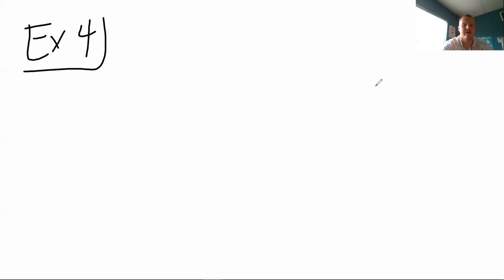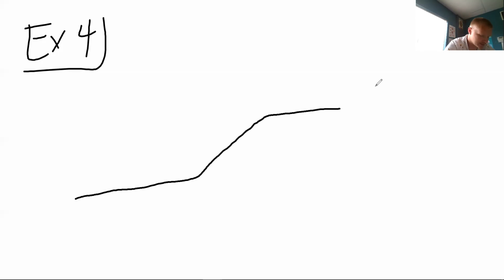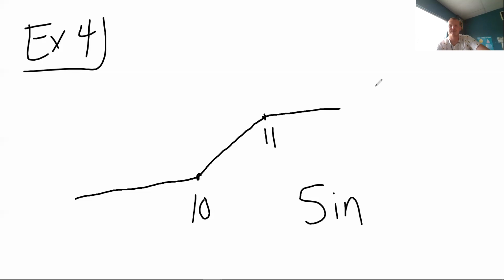So here's what the graph kind of looks like the entire time. It goes like this, and all of a sudden it spikes up a little bit and then it flattens out. That was from age 10 to 11, which is when she grew the most. It looks like she grew from about 50 to about 57. So she grew about 5 inches in that time span.